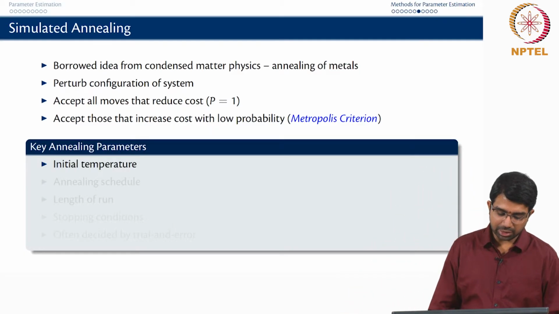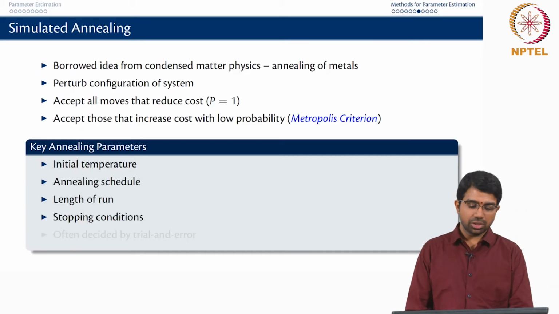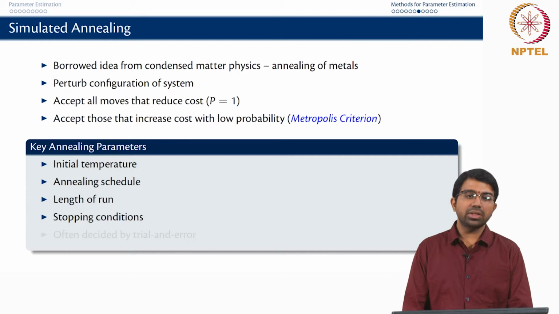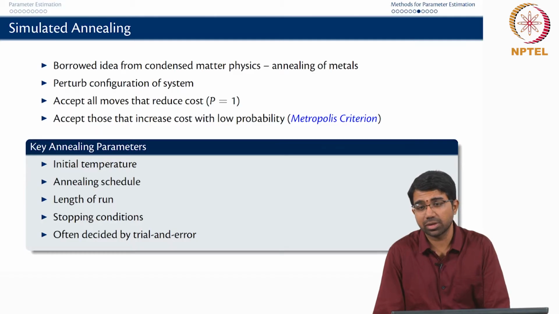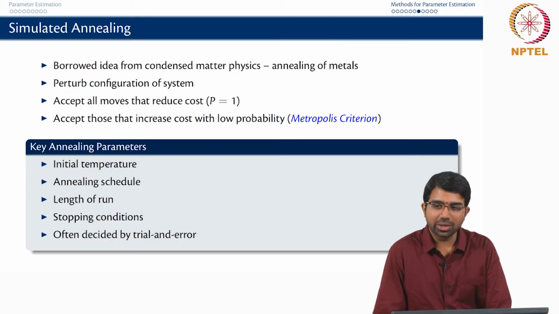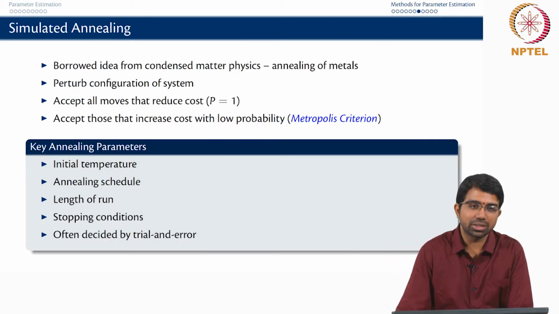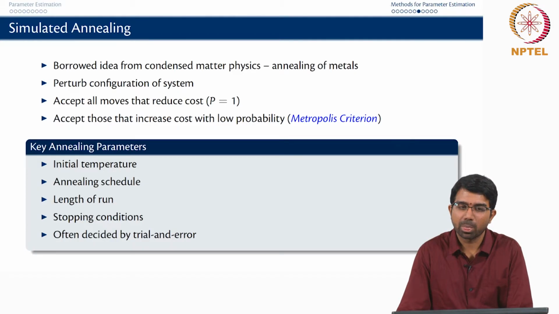So initial temperature, annealing schedule, the length of the run, stopping conditions and so on. And often these are decided by trial and error, right, because it is not easy to estimate these for different data sets. So maybe for a particular kind of data set, one kind of cooling schedule will work, for another kind of data set another kind of cooling schedule will work. Why would this be the case? There are a lot of local minima, we need to explore more. Depending on the data, how you take in the data space. Depending upon the data and the model, right, because the landscape depends upon the data and the model.